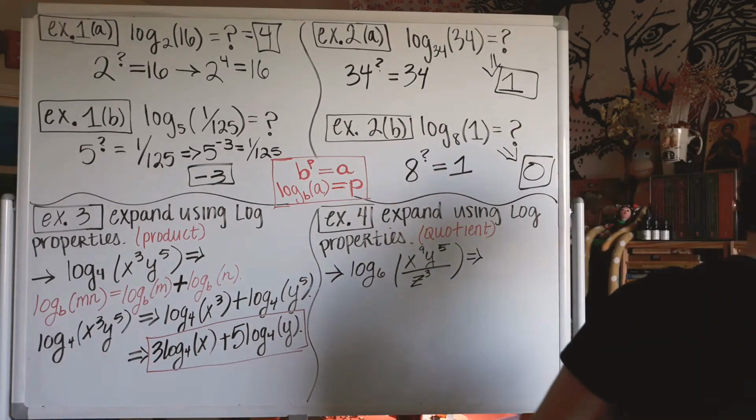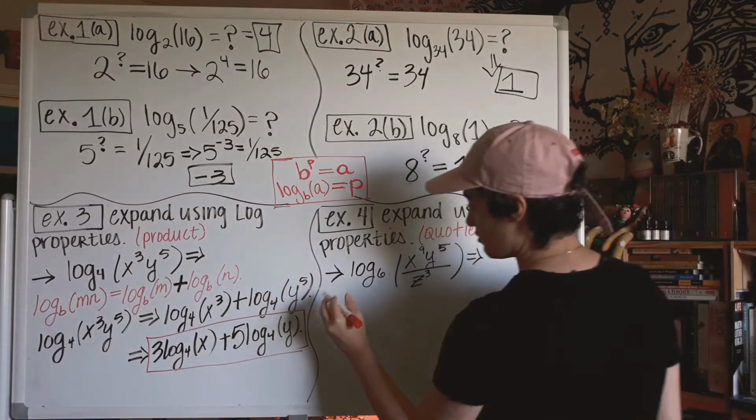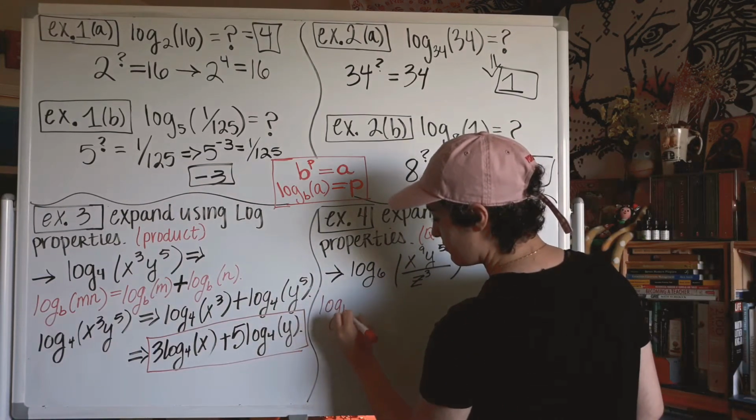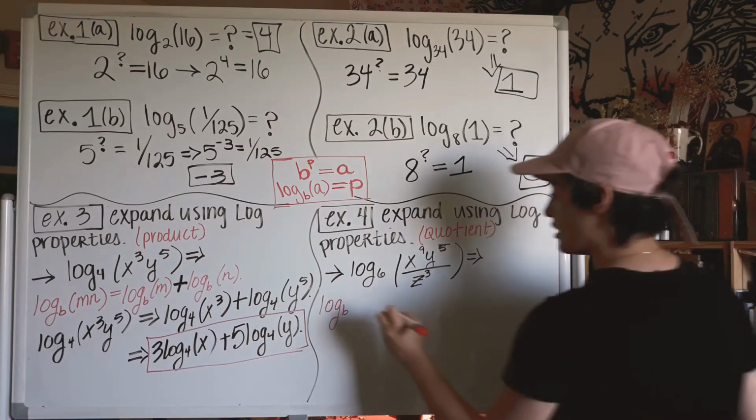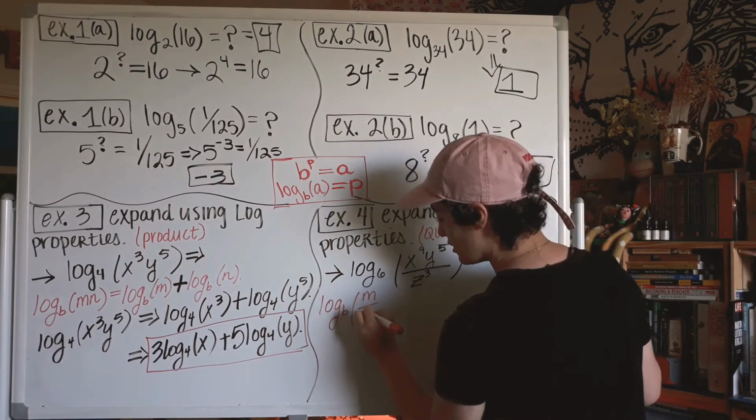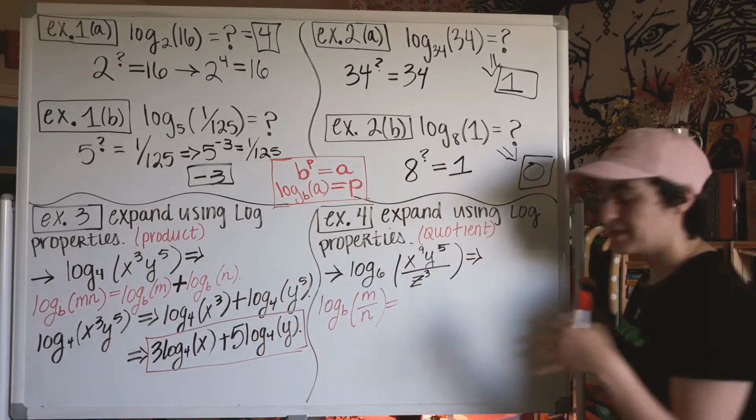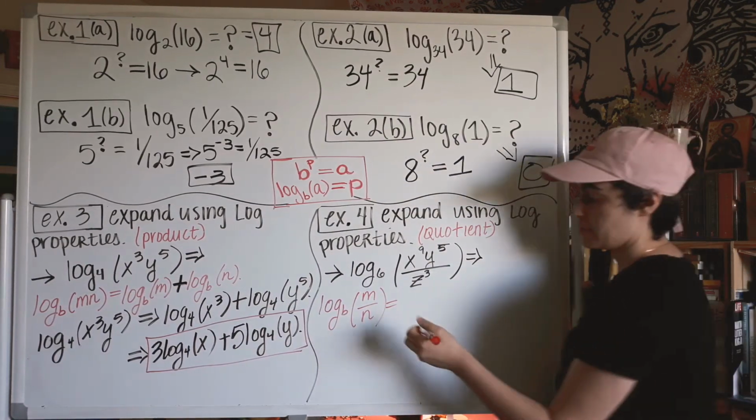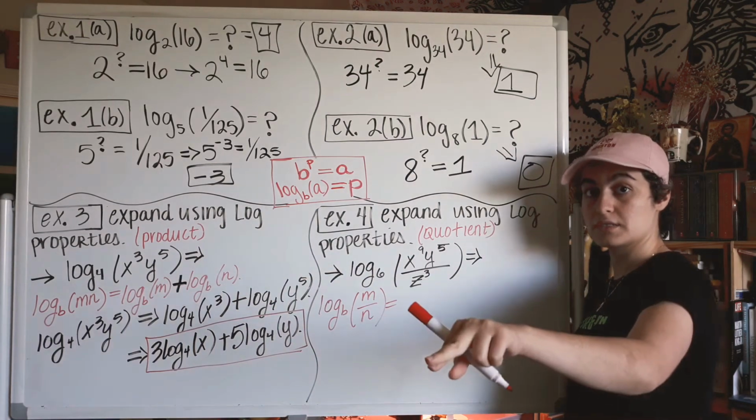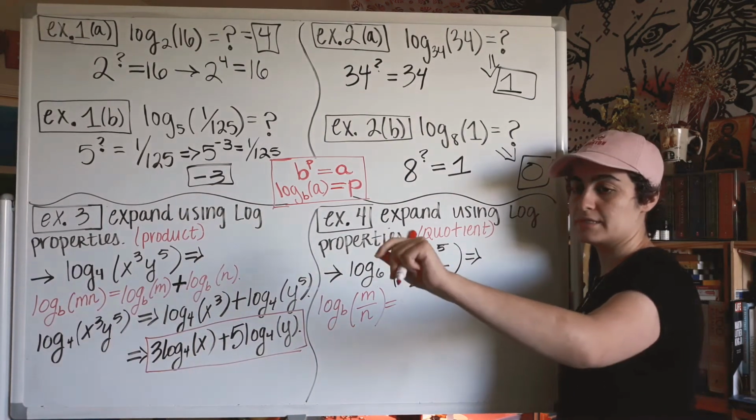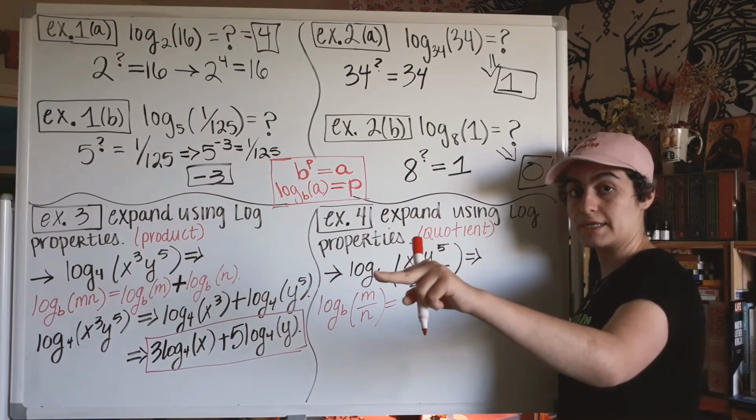So it says log the base, m over n. So same exact format, except now we're subtracting because, you know, adding and multiplying are like cousins, right? And dividing and subtracting are like cousins.